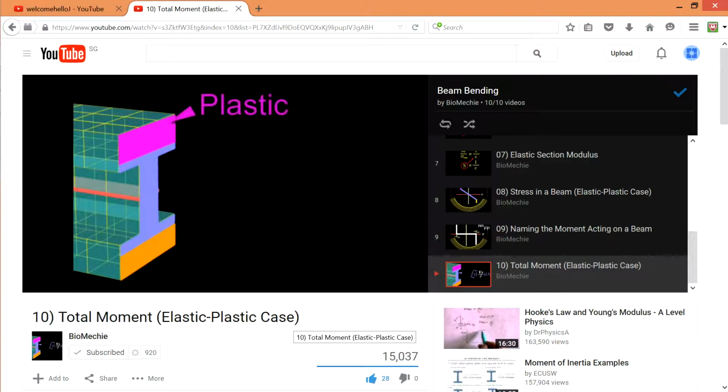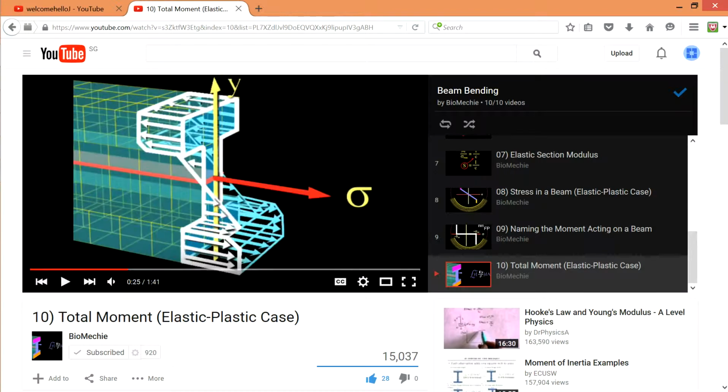In this case, it is convenient to break the integral into three pieces, namely the top plastic region, the elastic region, and the bottom plastic region. In the elastic region, where stress equals E times strain, or minus E times Y over rho, the moment contributed by this area. Okay, let's just pause the video and go back to this particular picture over here.